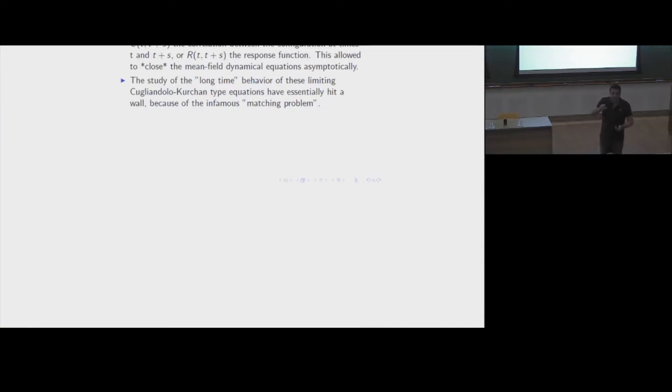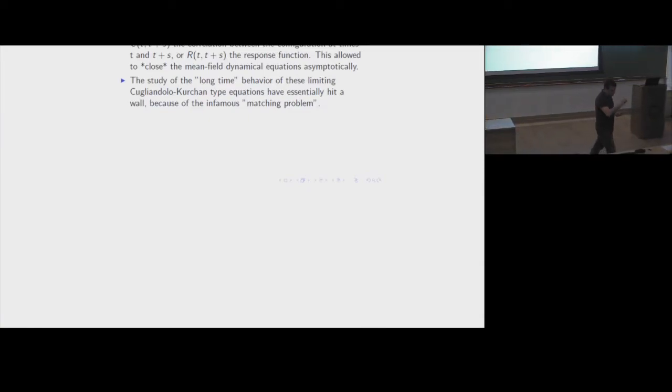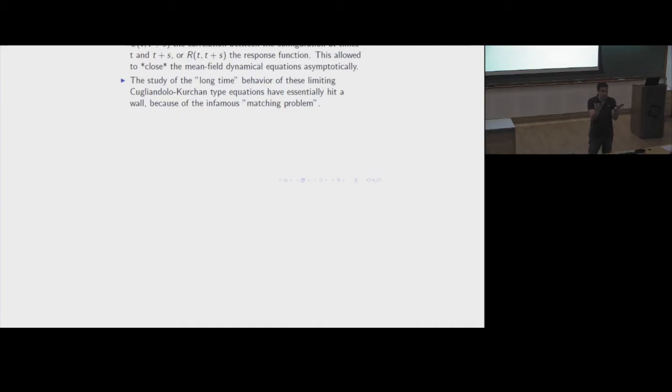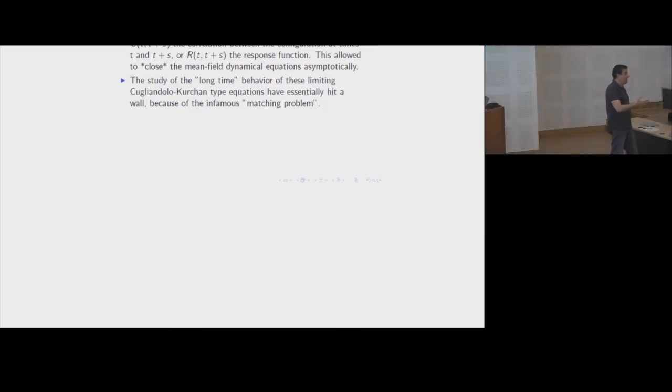The reason is that you wanted to study aging in this short time regime. You wanted to say that C of t and t plus s converged to something when s was proportional to t. That's aging. S is the time. So you look at the configuration at time t, and at time t plus 3t, and you want to say something. Right? That's aging.